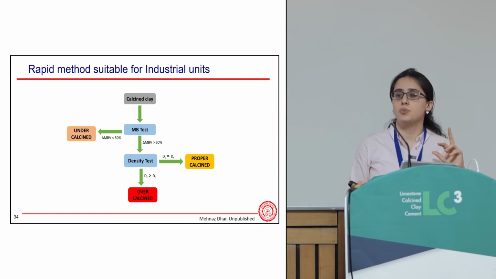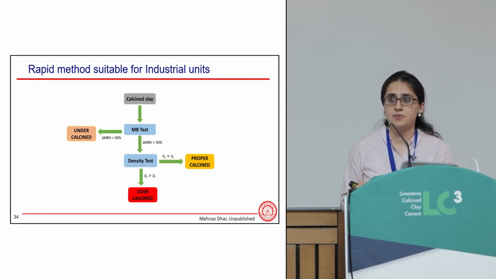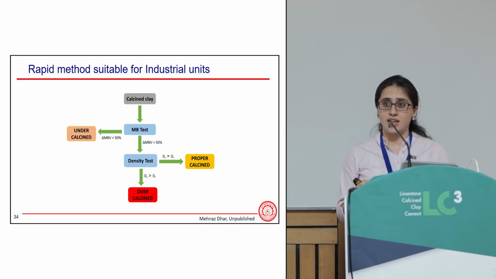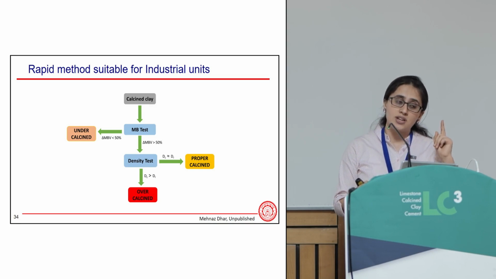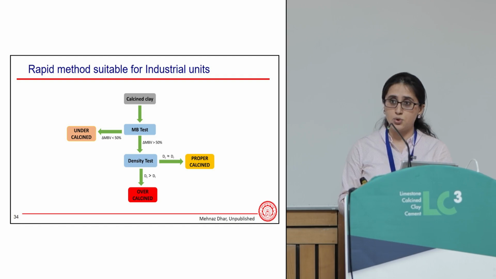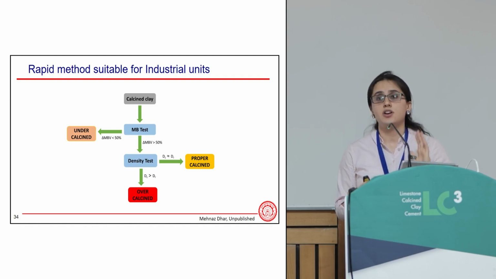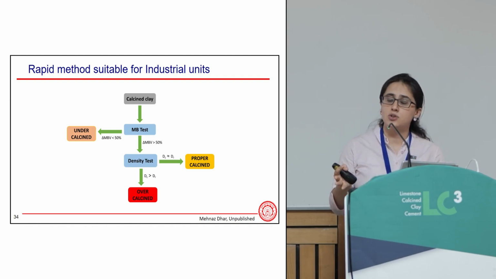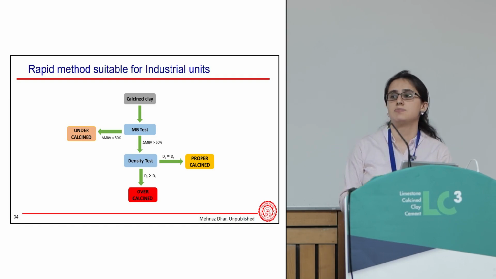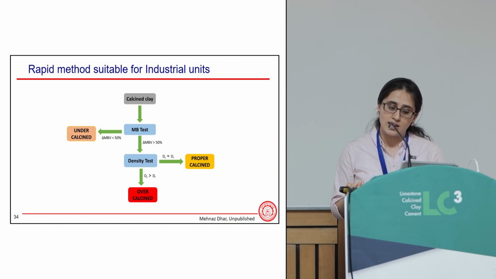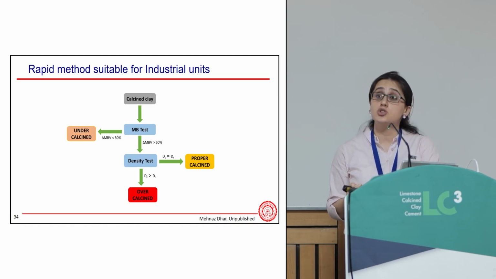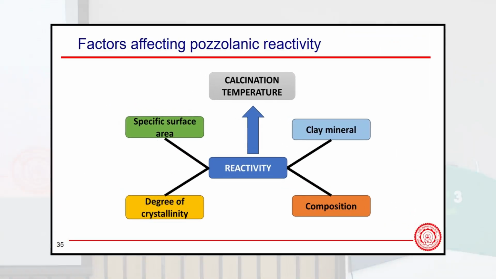It is a combination of methylene blue and density test. From the methylene blue, we can check whether our clays are under-calcined. I mean, we can check the degree of conversion of kaolinite into metakaolin. We can check it from methylene blue, which is a very simple test. Then the conversion process of metakaolin into the spinel phase, we can check from the density. So by combining these two test methods, we can check whether our clays are under-calcined, properly calcined, and over-calcined. If you want to know more about this test method, we have a detailed discussion later.